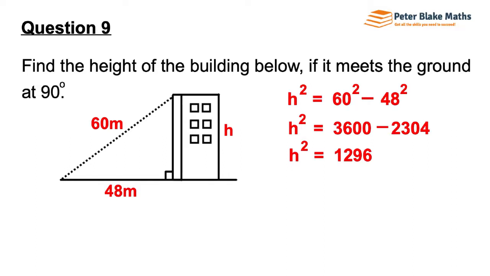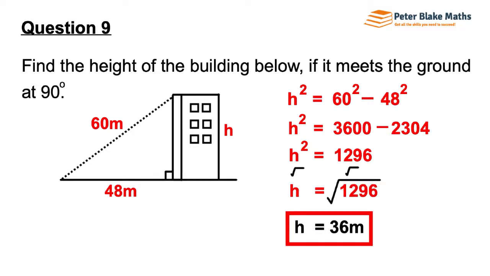Then to work backwards to find the height, just the h instead of h squared, we have to do the opposite of squaring, which is square rooting both sides. On the left hand side, a square and a square root will cancel out, leaving us just with h. And then in our calculator we find the square root of 1296, which is 36 meters. We're working in meters, so we check our units there.